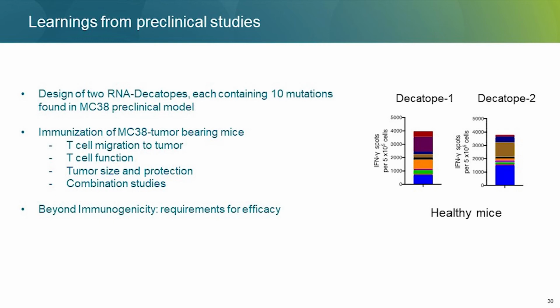And so what you can see here is that these 2 decatopes elicit a T cell response against multiple antigens. Each color indicates that a different antigen is recognized by these T cells. And both decatopes elicit a T cell response overall that is very similar in terms of magnitude, as seen by interferon gamma production.